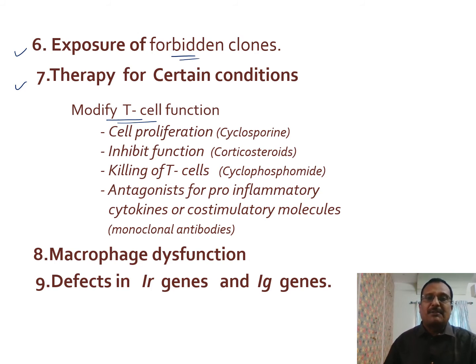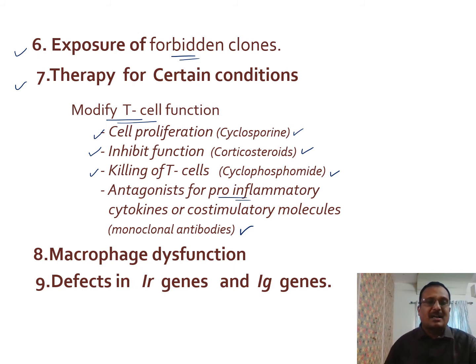Say, for example, cyclosporine can alter T cell proliferation. Corticosteroids can inhibit the function of T lymphocytes, and cyclophosphamide can kill the T lymphocytes. You can also use monoclonal antibodies, which act as antagonists for pro-inflammatory cytokines, co-stimulatory molecules and T cell antigen receptors, and cause modification of the T lymphocyte. Once the T lymphocyte activity is modified, it may result in a breach of immunological response against our own antigens, or self antigens.